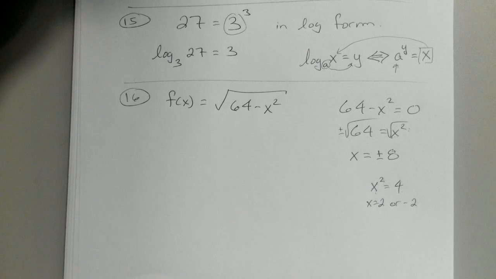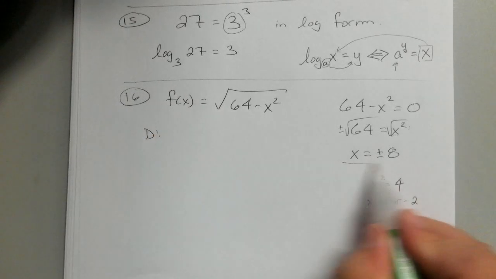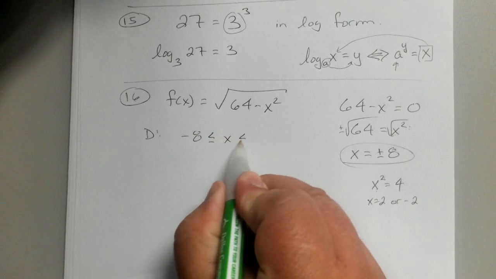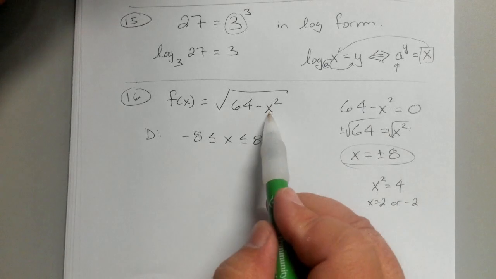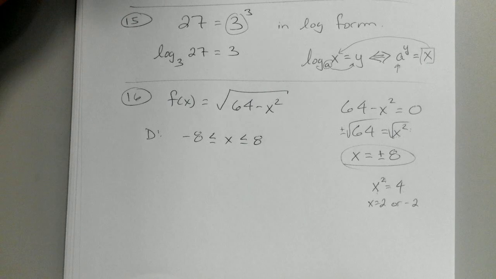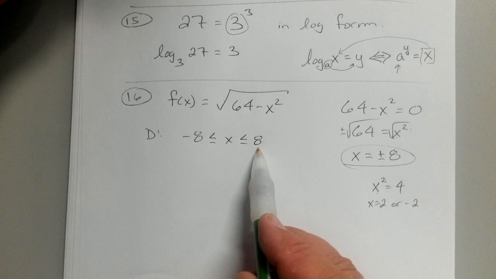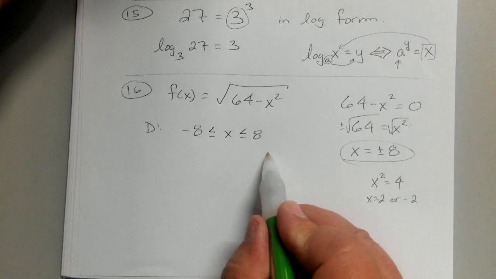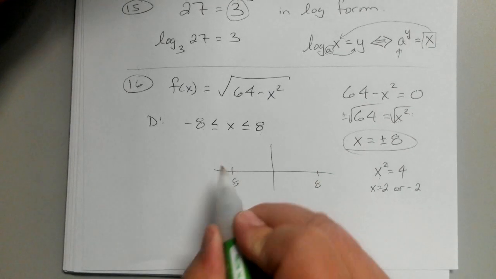So our x is representing what? What's our domain? We can't use anything bigger than 8. If we do, it's a negative, and it becomes an imaginary number. So at 8 and negative 8, what happens to the function? 0. At 8 and negative 8, the function is 0.